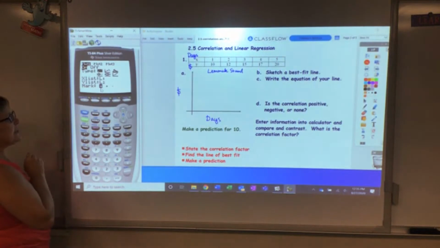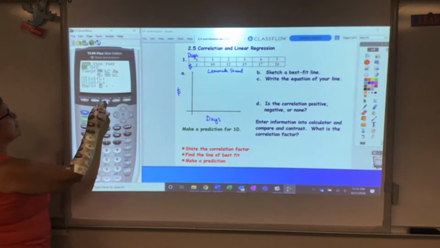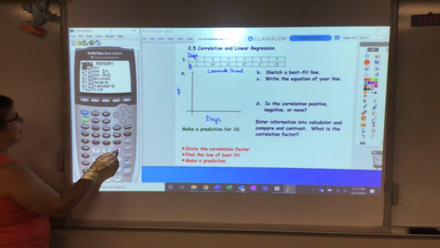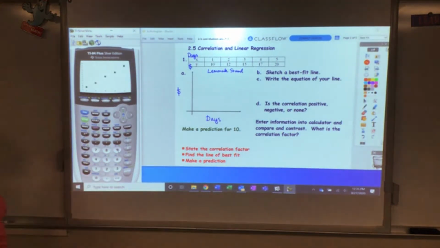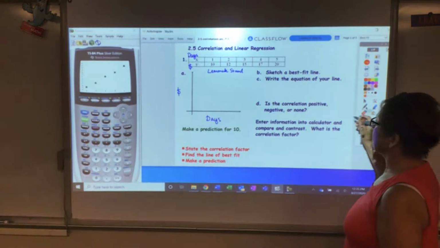Then to actually see your data, once you turn this plot on, it will stay on until you turn it off. To actually see your data, press zoom 9. That is zoom stat, zoom 9. And we see this data. So I'm going to come over here and plot that data.